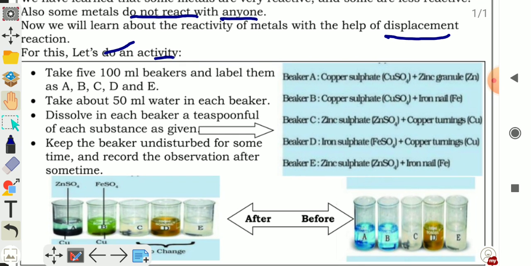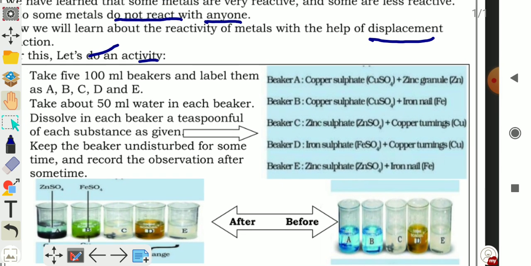In this activity, we have to take 500 ml beakers and label them A, B, C, D and E. Then about 50 ml water in each beaker. हर बीकर में आप कितना पानी लेंगे बच्चों? 50 ml water. Dissolve in each beaker a teaspoonful of each substance as given. Here the substances are given to you.